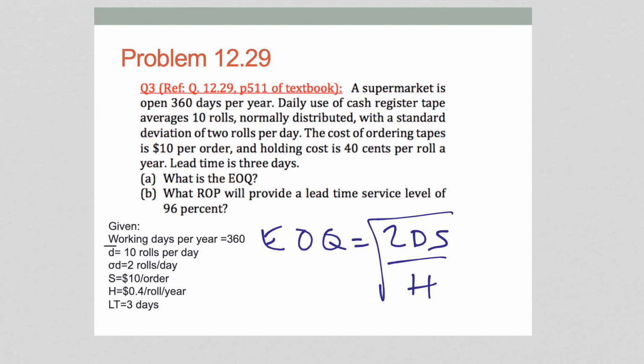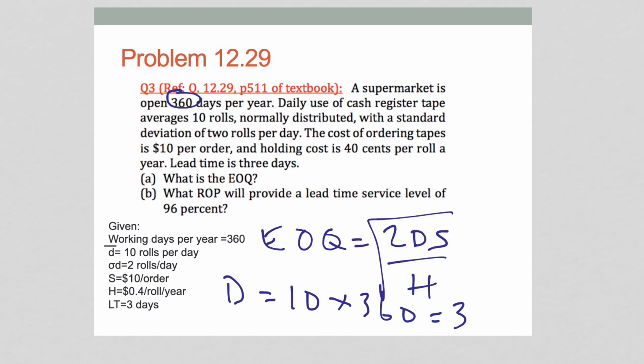We have everything we need. We've got little d, the daily use of 10. We have S, which is given, $10 per order. We've got H, which is 0.40 per roll per year. We have everything we need to calculate EOQ. The only thing I wanted to mention is that, of course, here we need big D. So big D equals little d, which is 10, times, guess what? The number of working days per year, which is 360, which equals 3,600.